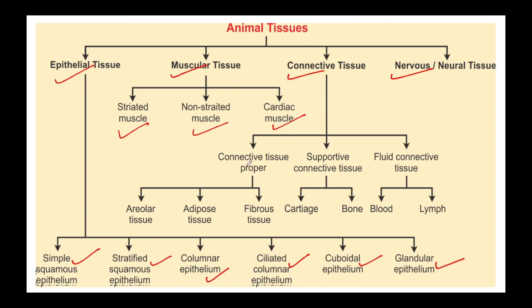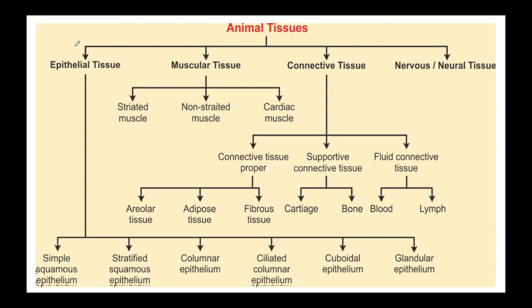Connective tissue is divided into three main parts: connective tissue proper, supportive connective tissue, fluid connective tissue. Connective tissue proper is further divided into three parts: areolar tissue, adipose tissue, fibrous tissue. Supportive connective tissue is divided into cartilage and bone. Fluid connective tissue is divided into blood and lymph, and there is no such subdivision for nervous or neural tissue.